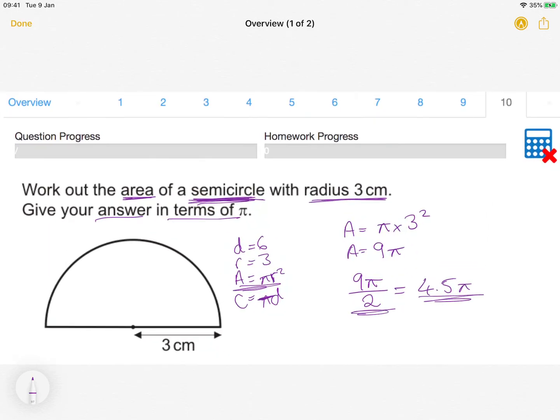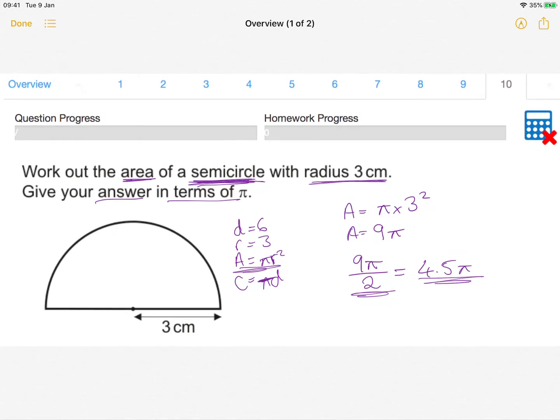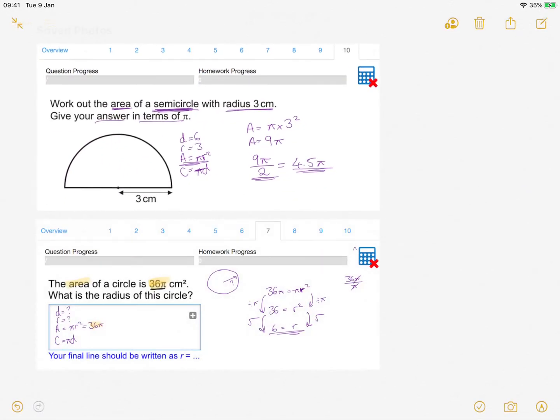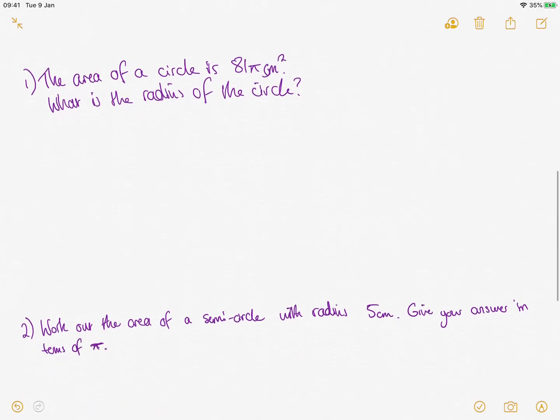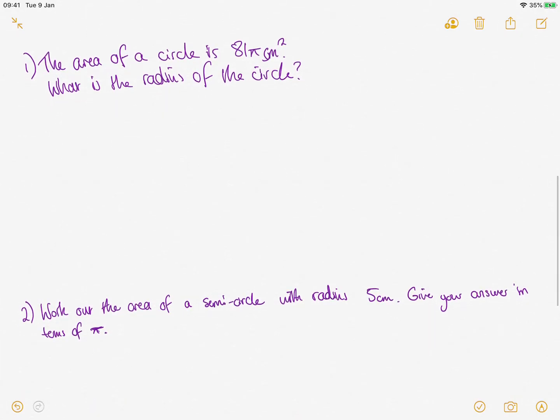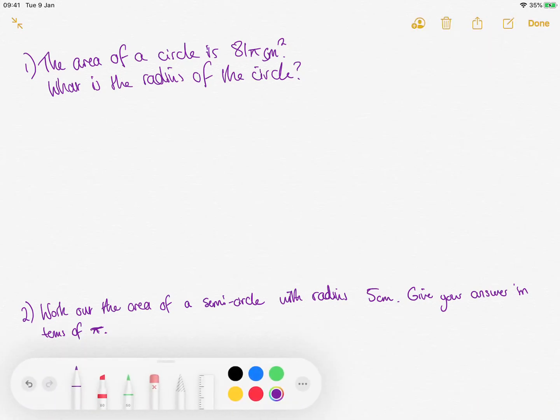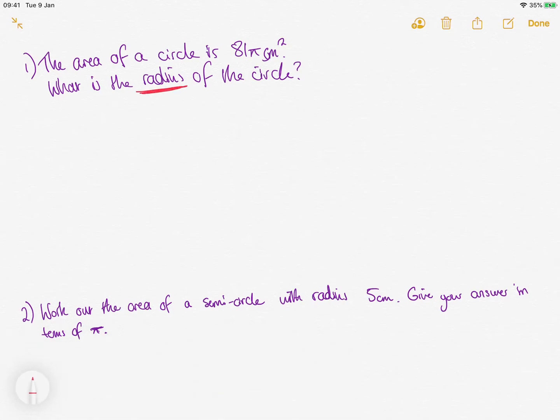Right, there's the two questions that I've gone through. Can you now have a go at these two questions? Pause the video, have a go at them, and then I'll go through them. So let's mark what you've done in red pen. Area of the circle is 81 pi centimeters squared. What is the radius?